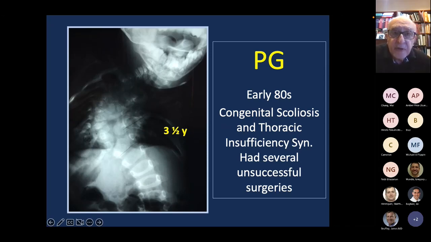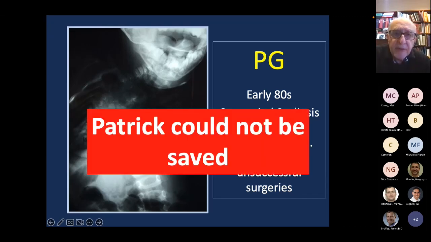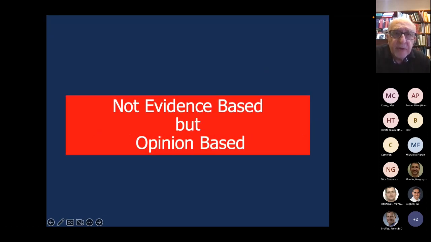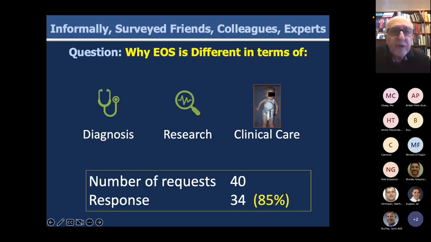This was a child who really raised my interest in early onset scoliosis, in the early 80s. This child had congenital scoliosis and thoracic insufficiency syndrome, and had several of the surgeries available at that time, non-operative and operative treatment. But with all of that, Patrick could not be saved. So it was really a question of what we know and what we should do about this issue. And all of it was really not evidence-based, but mostly opinion-based, based on the experience of each surgeon.